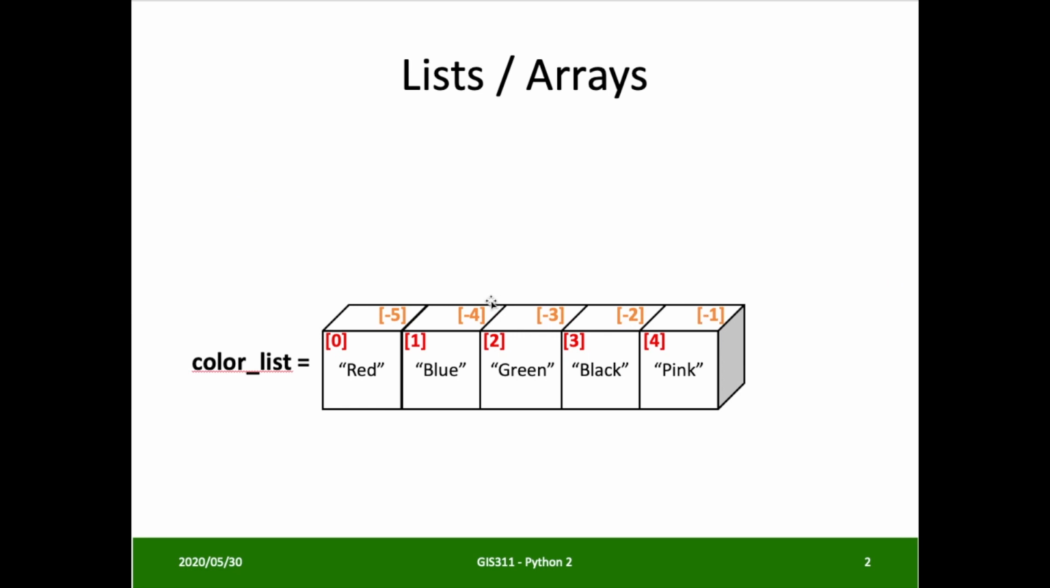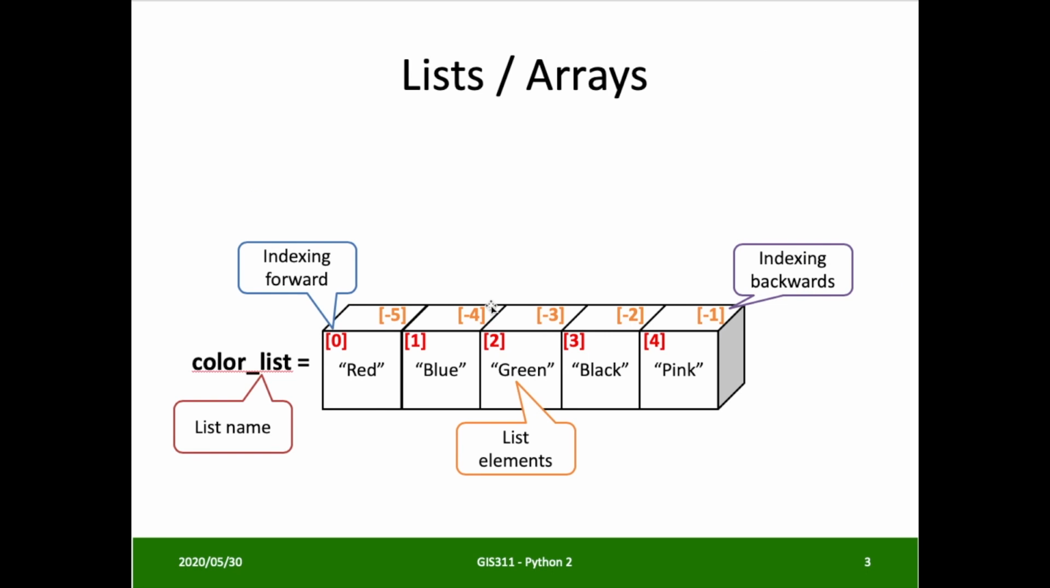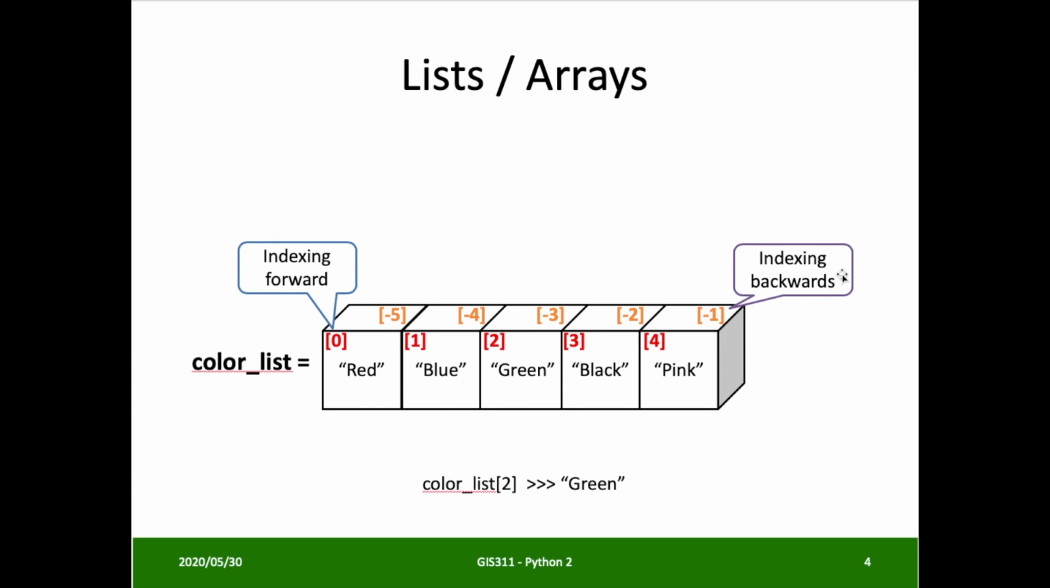So why is this useful? This is the list name, the forward index, the list element, and the backwards index. If we ask for color list square bracket 2, it would retrieve the value at 2, which is green. We'll get back to the minus index in a little bit, but basically, if we ask for -2, we would receive black.